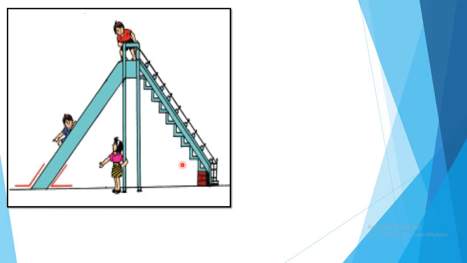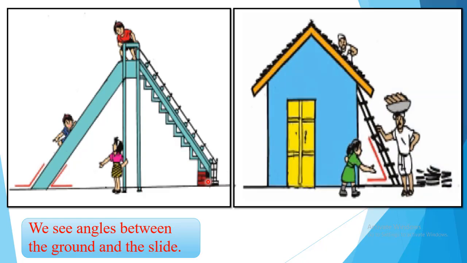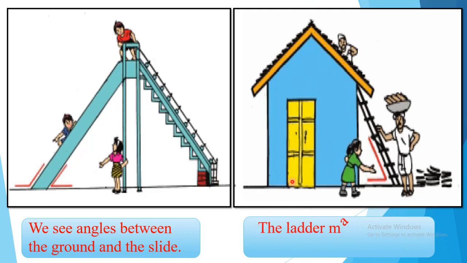Look at this picture. We see angles between the ground and the slide. This is an angle. This one is also an angle. There are so many angles. Look at this picture. The ladder makes an angle with the ground.